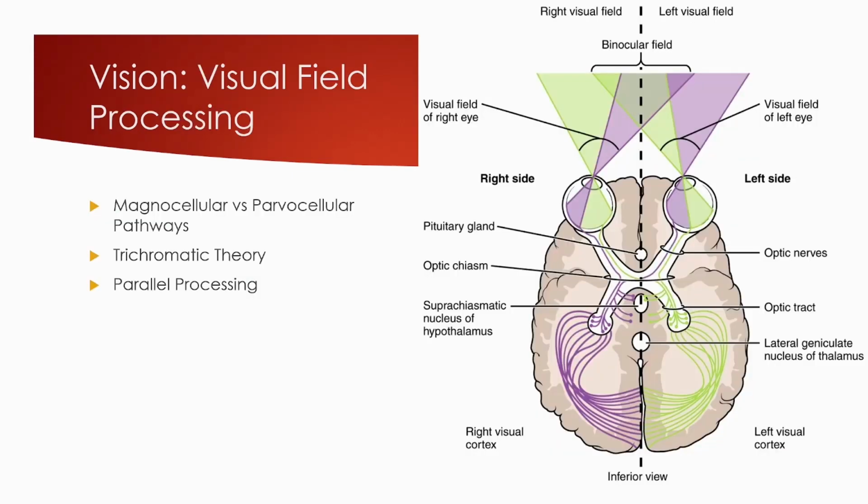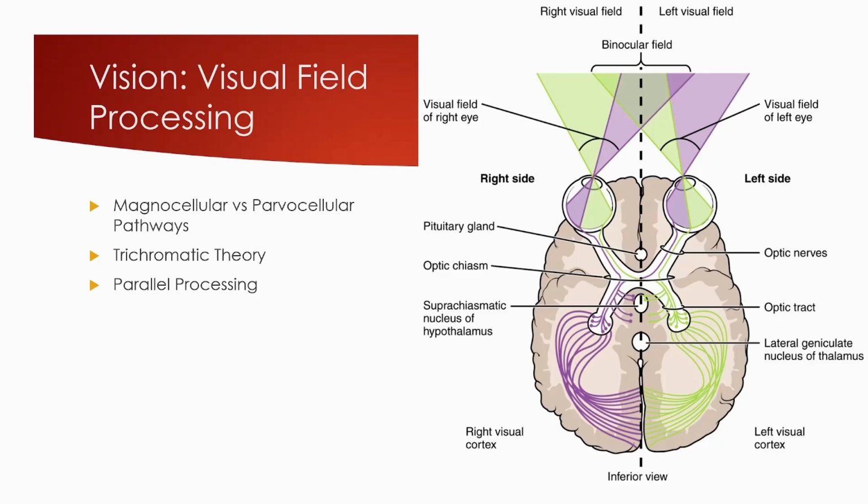Now, lastly, let's talk about visual field processing. Take notes on this diagram as it covers basically everything you need to know. I'll wrap this up by talking about some miscellaneous vision topics. Magnocellular pathways and parvocellular pathways are basically buzzwords that you have to associate with motion and shape, respectively. The actual anatomy of these pathways are not important for the MCAT, so don't worry about that.